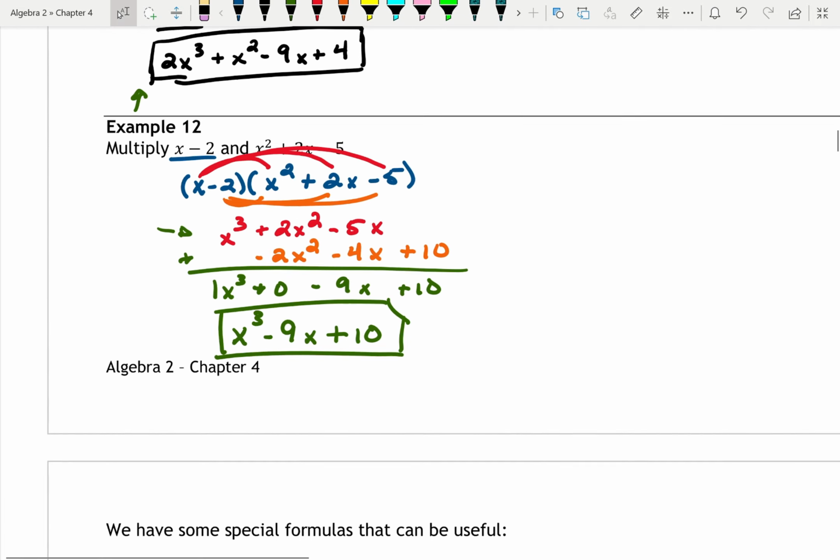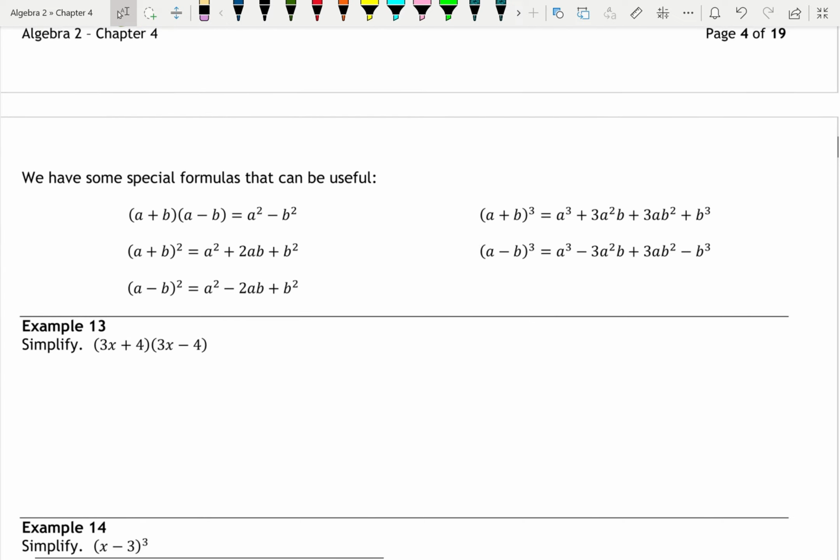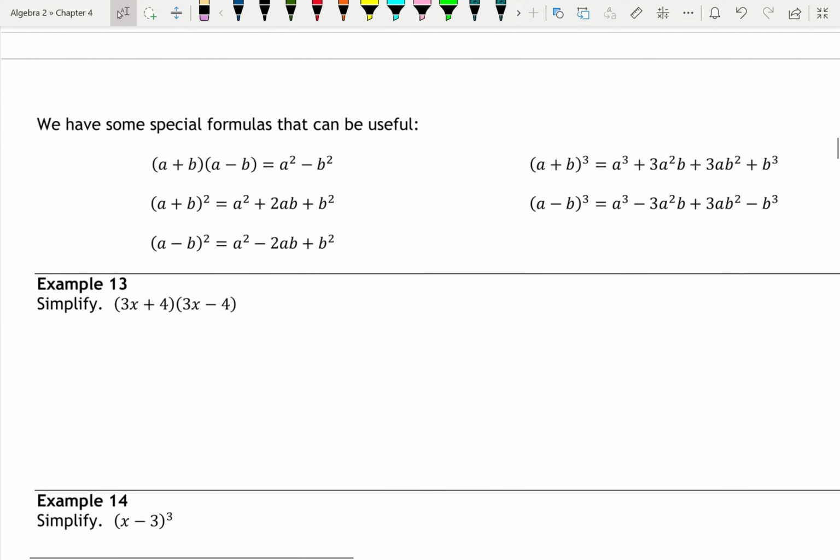All right, I think that's the end. Oh, it is not the end. Let's look at the next page here. We have some special formulas that can be useful. I'm going to let you guys read through these, and these are good formulas.